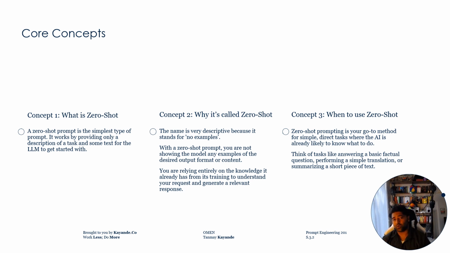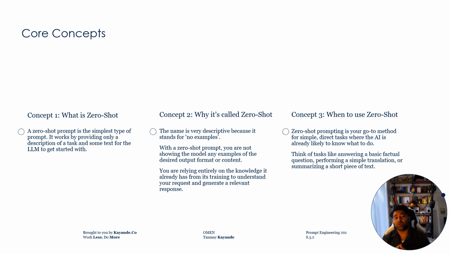Why is it called zero-shot? The name is very descriptive because it stands for no examples. With zero-shot prompting, you are not showing the model any examples of the desired output, format, or content. You are relying entirely on the knowledge it already has from its training to understand your request and generate a relevant response. So when do we use it?